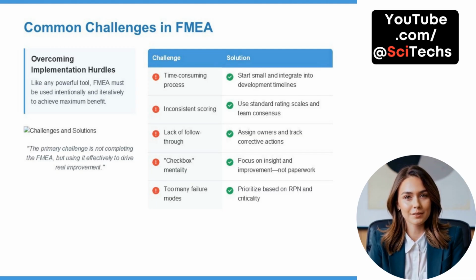The solution? Prioritize failure modes based on RPN scores and their criticality to safety or performance. Another challenge is making FMEA a check-the-box activity rather than a living tool. To overcome this, FMEA must be embedded into the product development or process improvement workflow, not treated as an afterthought.